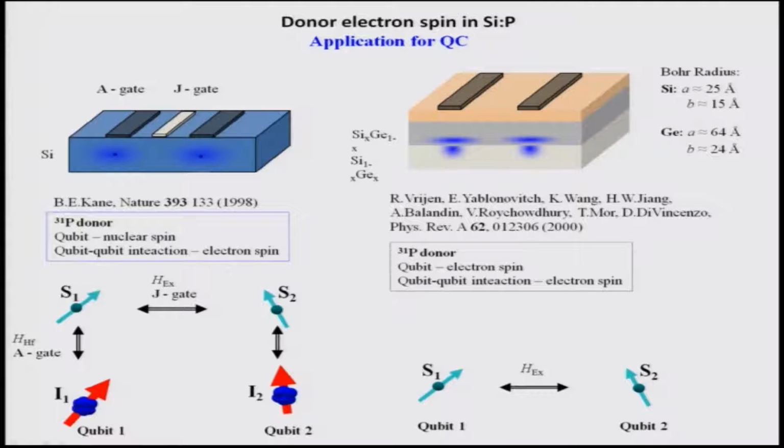So this is an interesting concept where the qubit itself is the nuclear spin, which is a spin half system, of the silicon in one case and silicon germanium in the other case. In both cases the interaction part is provided by the donor electron, where the electron spin acts in terms of interacting the two qubits.